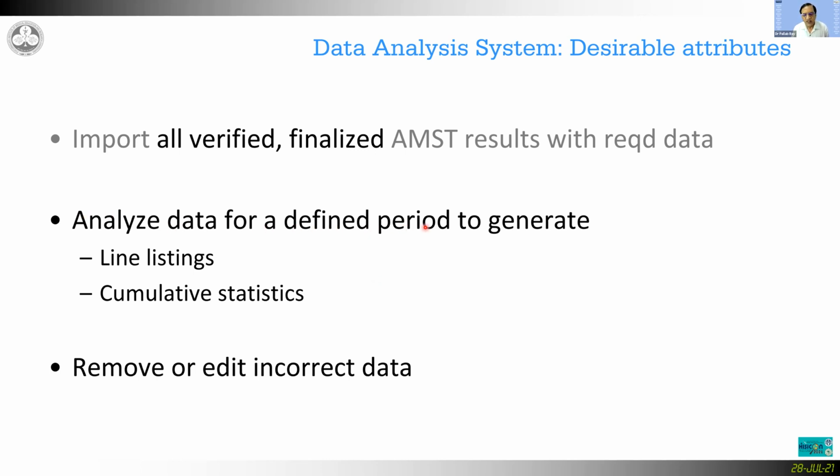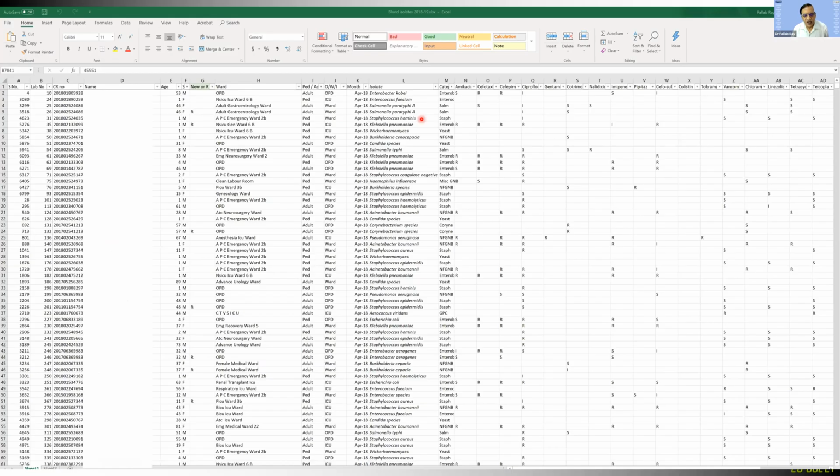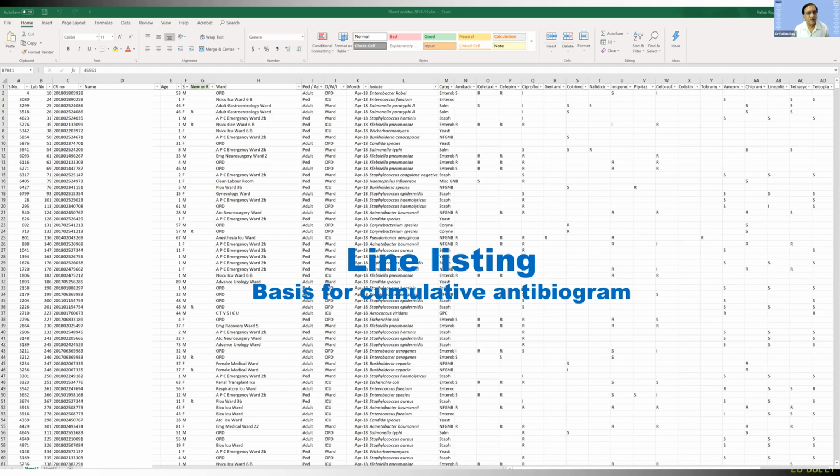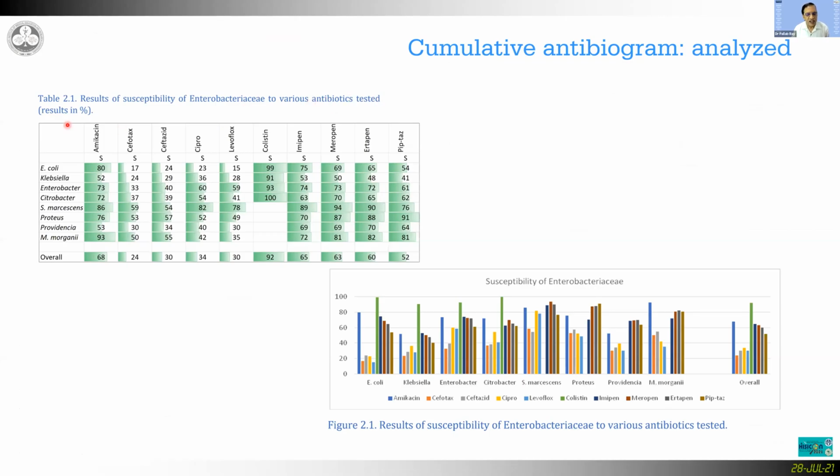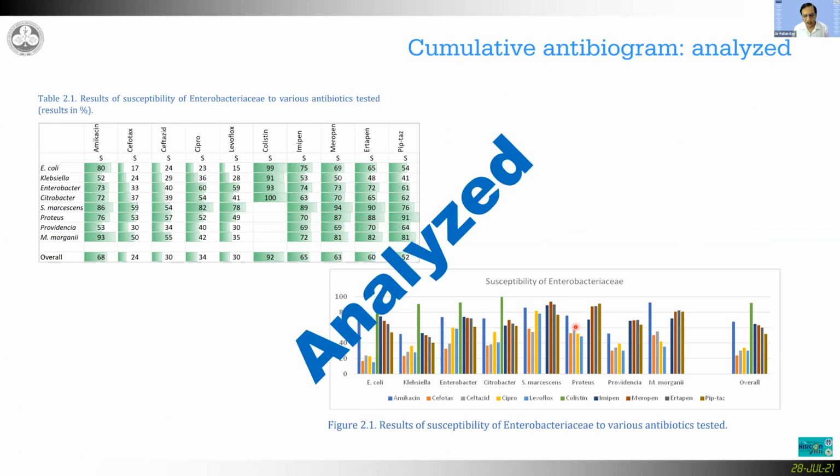So when we analyze the data for a defined period, the basis of it is the line listings, and then we create what is known as cumulative statistics. Before producing the cumulative statistics, we must remove or edit the incorrect data. So I show you just a representation of the line listing. So this is the basis for cumulative antibiogram. And then we have the analyzed results. So for example, results of susceptibility of Enterobacteriaceae to various antibiotics tested. Results should always be given in a tabulated form where actual numbers are there. And also, in addition, you can give in graphical form, which are easy to interpret rapidly, but don't actually provide you all the detailed data in the antibiogram. So this is the way analyzed.